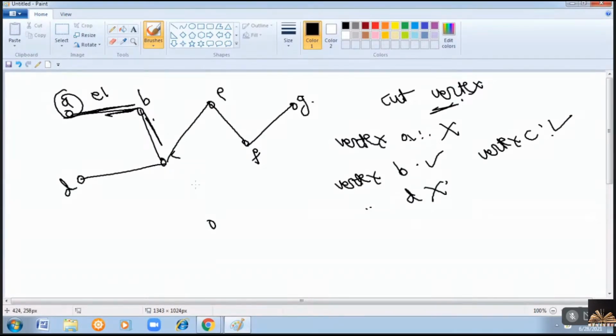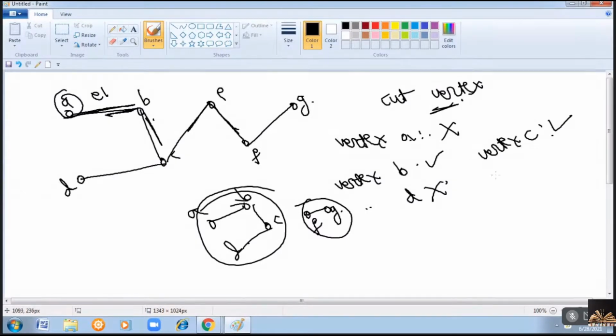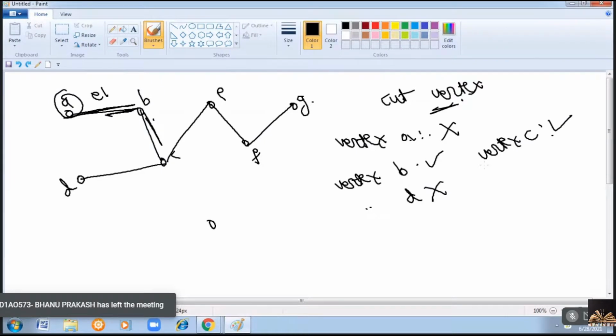Similarly, if you remove E, what will happen? These two edges will be removed. So you will have A, B here, C, D. E you are removing, that means F and G. So it results in two connected components. So vertex E is also a cut vertex.